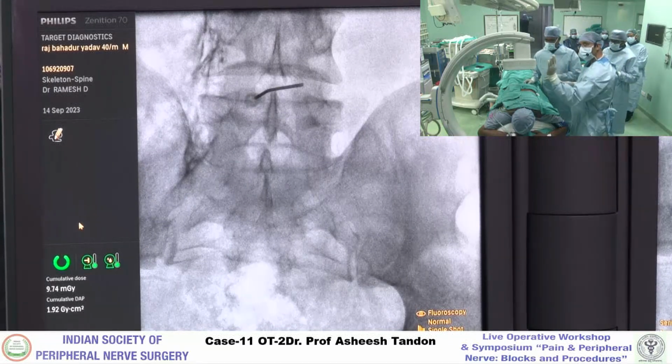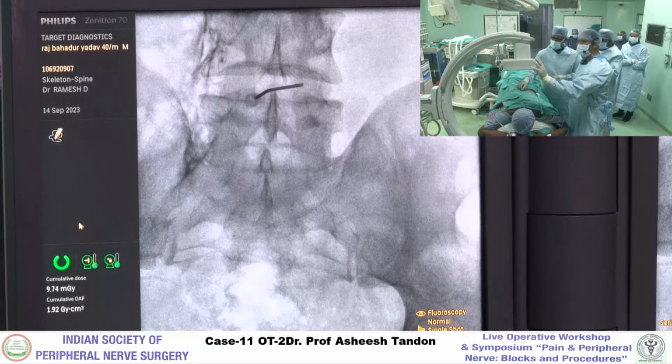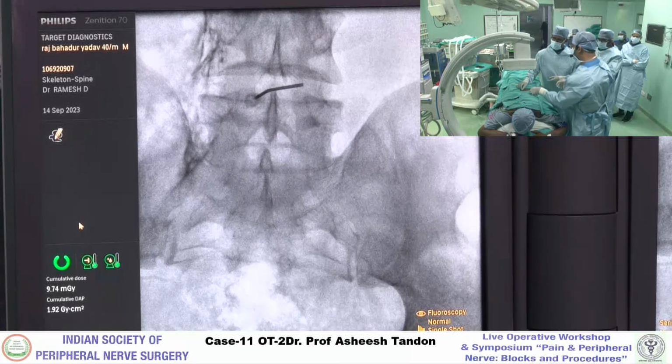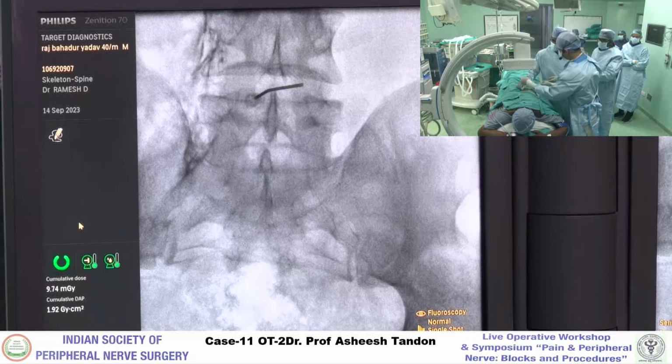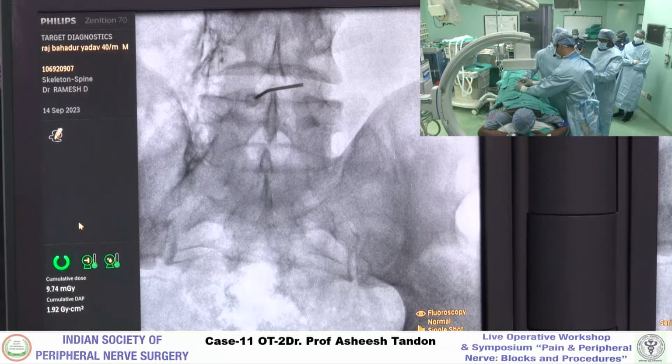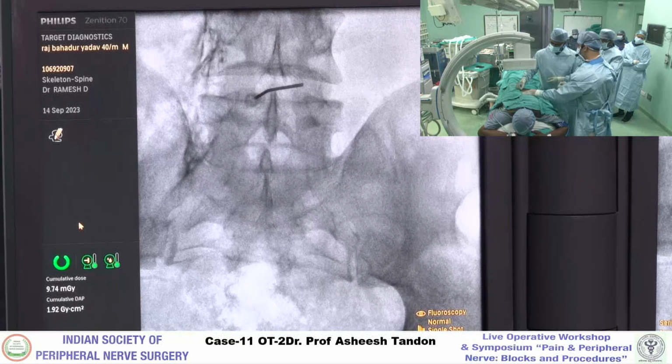Yes. We have gone more towards the right side. That is why we are hitting the bone. Okay, so go straight. So angle like this and go straight. Yeah, you should be able to, but go slowly.